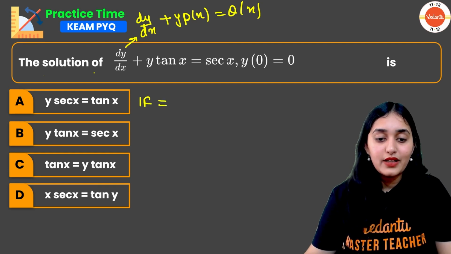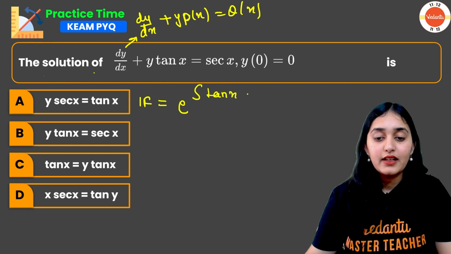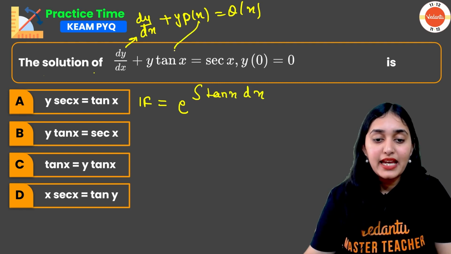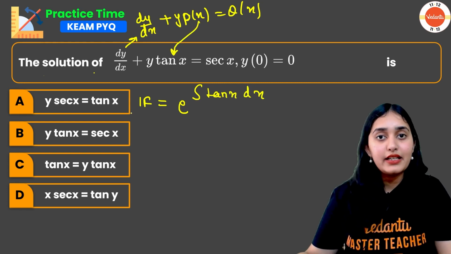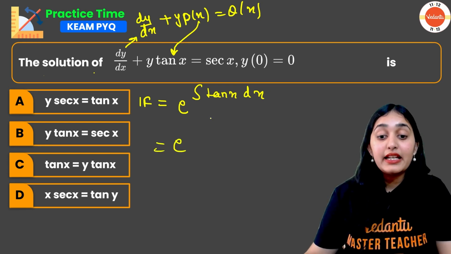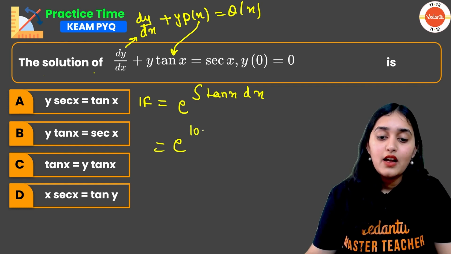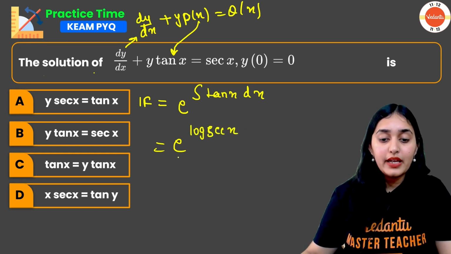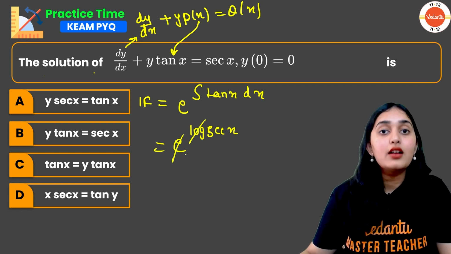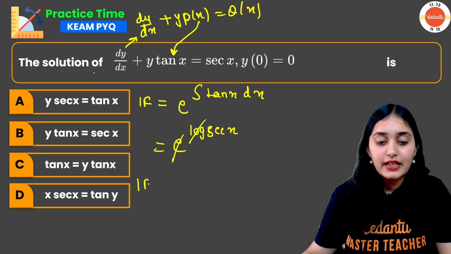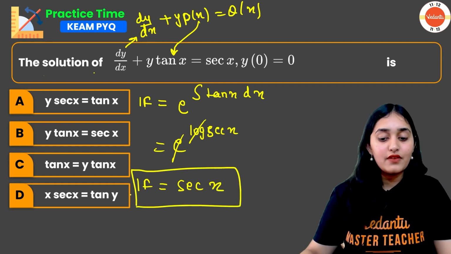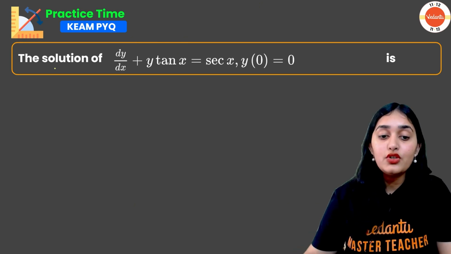integration factor will be e to the power integration of tan x dx. Because what is px? Px is tan x. So we'll integrate tan x. Now, integration of tan x is what? Do you know? Integration of tan x is log of sec x. Okay. Now, e and log always get cancelled. So, integration factor is equal to sec x. We have integration factor. Now, how to find solution?